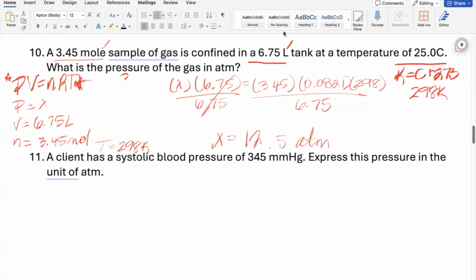Any questions? When you just plug it in how the equation is written, I plugged it in and then manipulated the equation, but it's totally okay if you wanted to manipulate the variables beforehand.